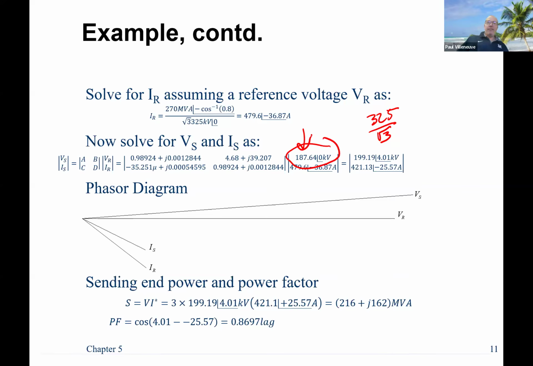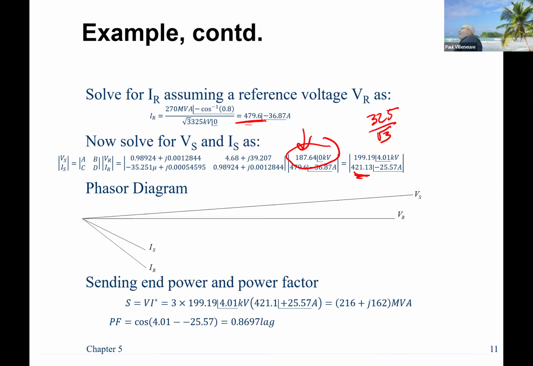Now, interestingly enough, the current at the sending end is less than the current at the receiving end. Any guesses as to why? Because the line has such light loading that those capacitors on each end of the line are actually providing reactive power support, which means less has to come from the sending end than what is being delivered to the receiving end. There's actually reactive power coming from those capacitors.